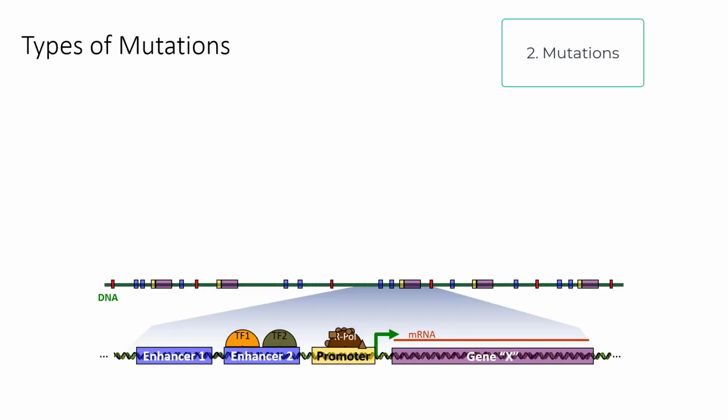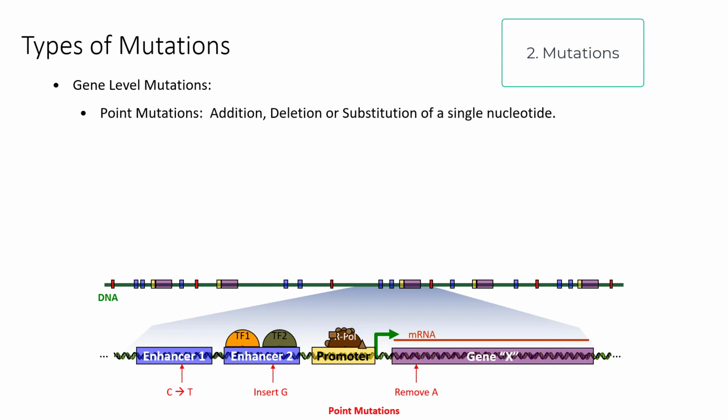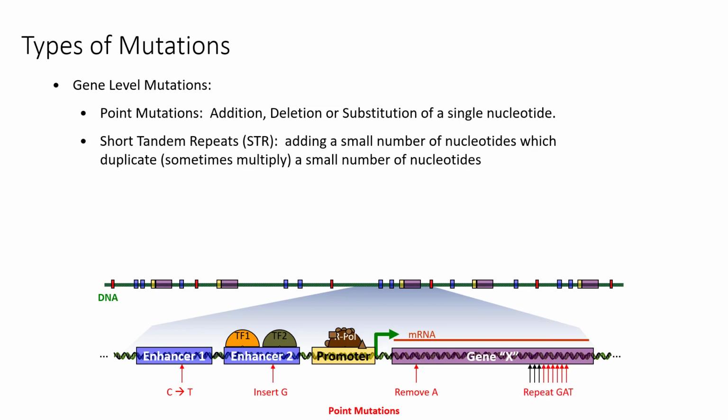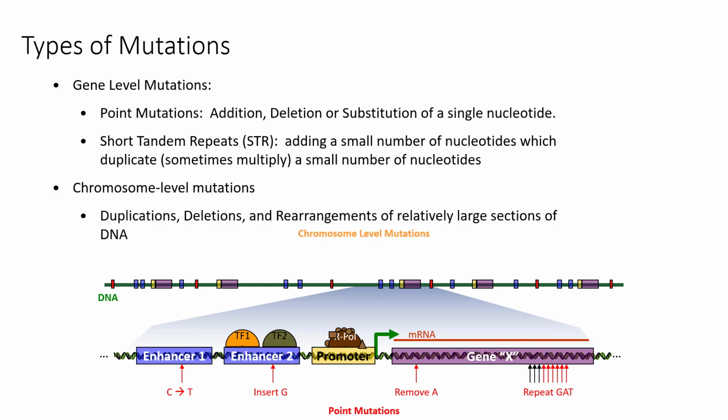What types of mutations do we have? Well, we have gene-level mutations, which include things like point mutations, which are the addition, deletion, or substitution of a single nucleotide. As I said before, the substitution may or may not lead to a different amino acid when transcription and translation are done. Addition and deletion can cause their own problems. You can have short tandem repeats, which add a small number of nucleotides, which is going to duplicate those small numbers of nucleotides again and again, and that can actually lead to the same amino acid being repeated several times in a protein. Or we can have, of course, whole chromosome level mutations, such as duplications, deletions, and rearrangements of relatively large sections of DNA.